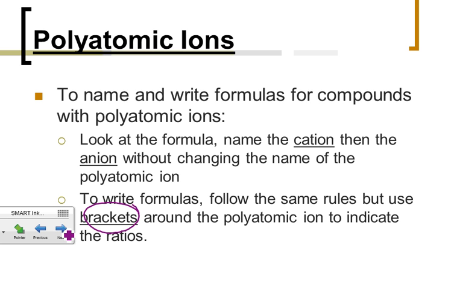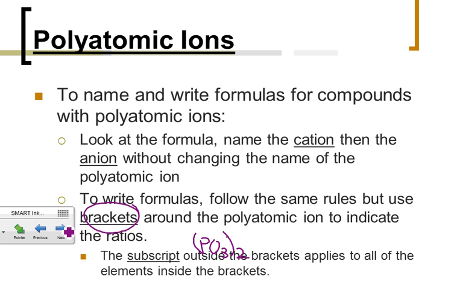The reason why is, say if I have PO3, which has a negative charge, just making up a polyatomic. If I need two PO3s, I would write that, with the brackets and the 2 on the outside, just to indicate I need 2 whole PO3s. Okay, it's very important. We have to use brackets when we want more than one polyatomic ion. And the subscript outside of the brackets applies to all the elements inside.